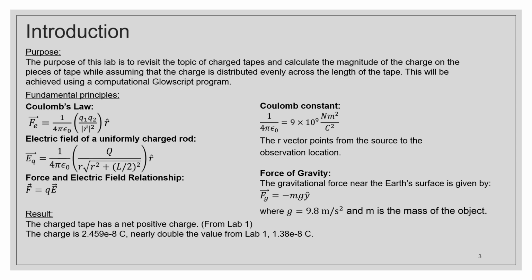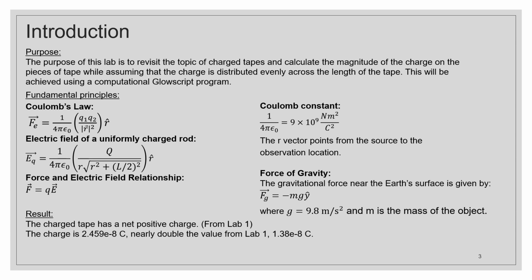Coulomb's law is shown on the slide, and the value for Coulomb's constant is on the right. The r vector represents the vector from the source to the observation location. The equation for the electric field of a uniformly charged rod is also shown, where the rod is treated as a collection of point charges and the observation location is perpendicular to the rod and at the halfway point of the rod. The relationship between force, charge, and the electric field is also shown.